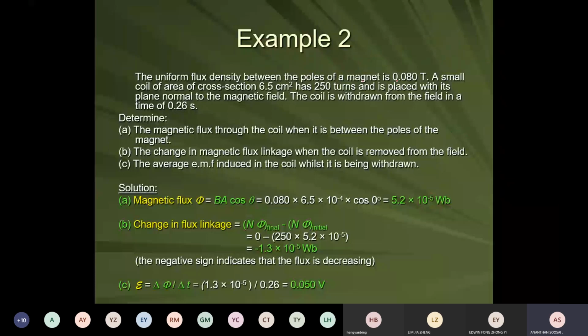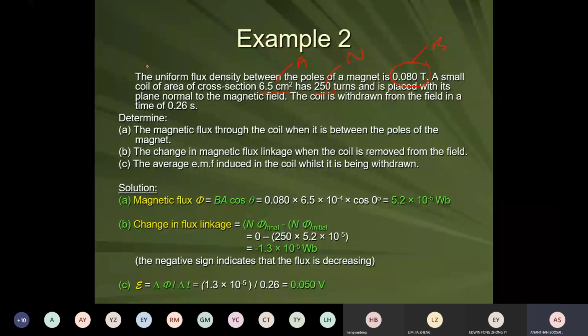Uniform flux density, this much is the field strength. A small coil area was placed in between. It has 250 turns. This is your A, this is your N, this is your B, with its plane normal to the magnetic field. So the plane is normal to the magnetic field. The coil is withdrawn from the field in a time of 0.26 seconds.